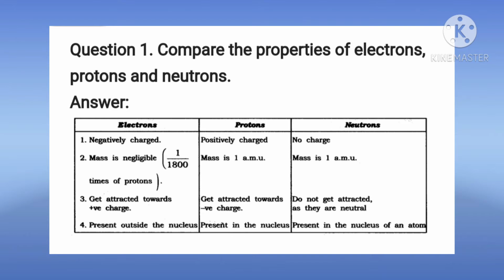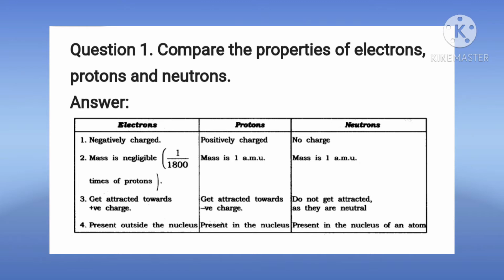First is about charge. Electrons are negatively charged, protons are positively charged, neutrons don't have any charge, no charge. You can also write neutral. Next, mass. The mass of an electron is negligible, that is 1 by 1800 times of a proton. The mass of a proton is 1 AMU, which is a unit for atomic mass unit, and the mass of a neutron is also the same, 1 atomic mass unit.